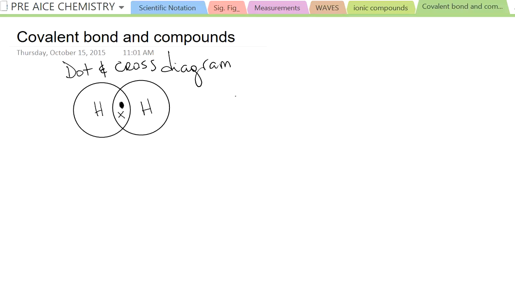And then we also have the display formula, which is going to show a dash for each pair of electrons. In this case, they are sharing only one, so we are going to have only one dash. And this is a single covalent bond.